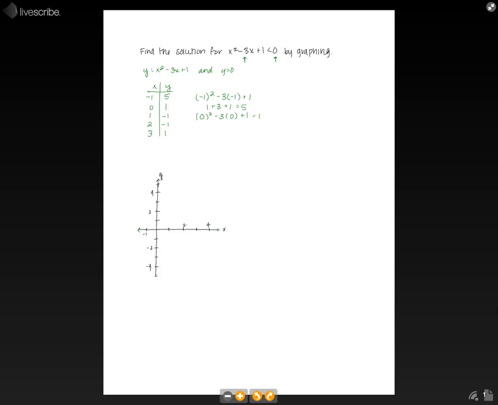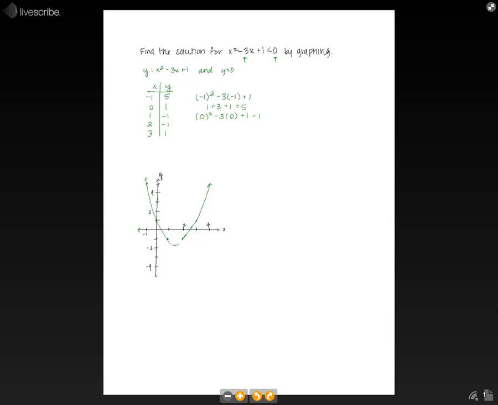Alright. So now we need to graph these points. The first one is -1, positive 5, so that goes up here. Second one is 0, positive 1. The third one is 1, -1. The fourth one is 2, -1. And then 3, positive 1. Now we need to connect these dots, like this. We've got some vertex down here, and we're going back up like this. This is what our graph looks like.